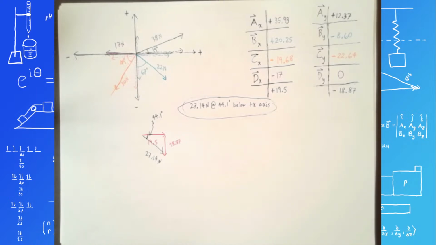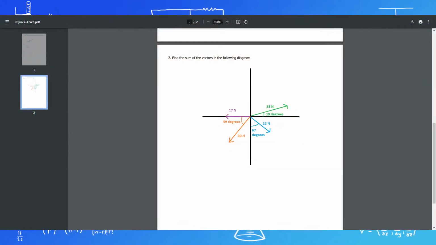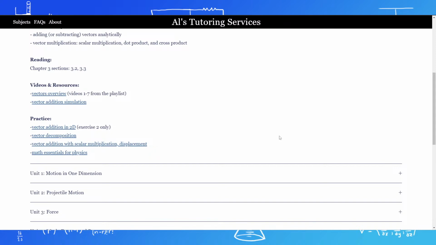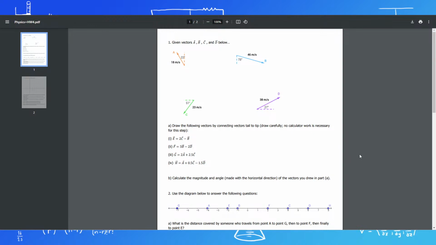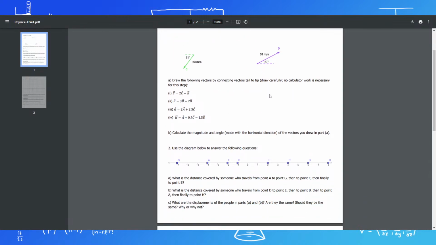Okay. Now let's have a look at the next part of the assignment. Let me switch over. So what did we have? Vector addition with scalar multiplication and displacement. Okay, so just all of them. What do we have here? Number 1 is just more practice decomposing vectors, I think. Oh, no, there's more to it than that. Given vectors A, B, C, and D below, Part A, draw the following vectors by connecting vectors tail to tip. Draw carefully. No calculator work is necessary for this step.